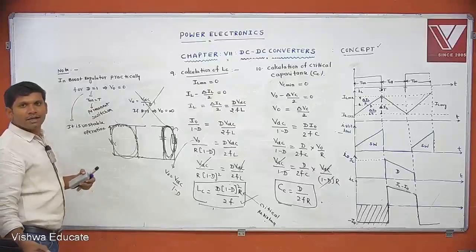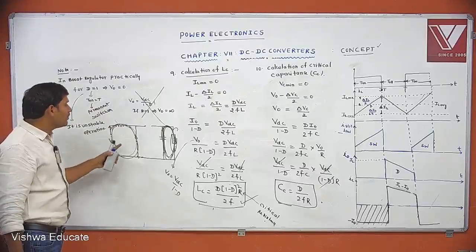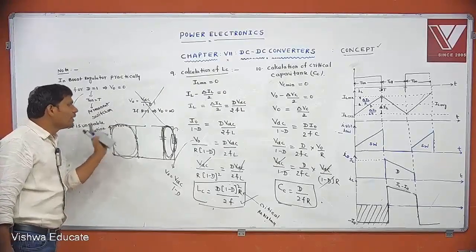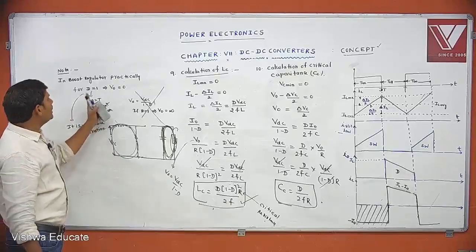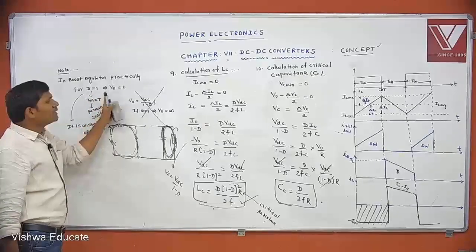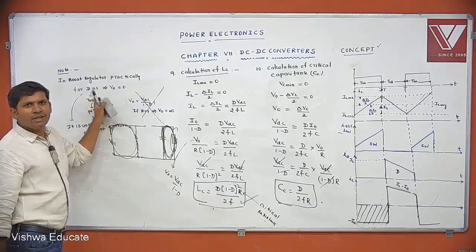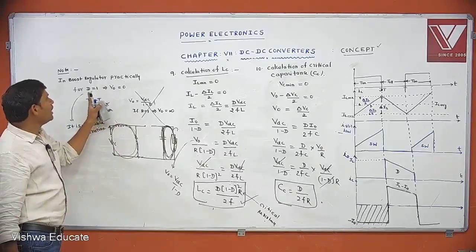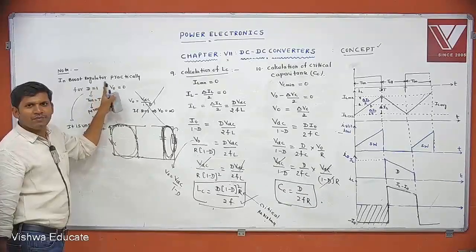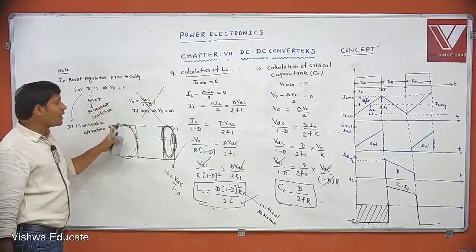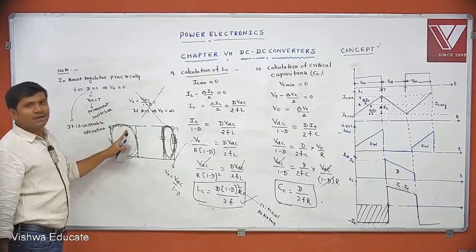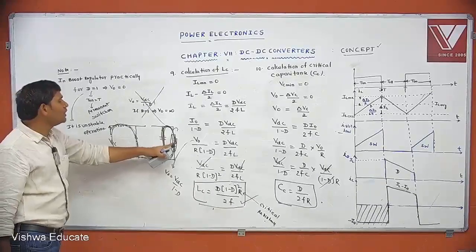After some time, the inductor will be damaged. That's the reason why it is an unstable operation. For D equal to 1, never operate a boost regulator for D equal to 1. If you operate a boost regulator practically for D equal to 1, then the switch is permanently on, the inductor will be damaged and the average voltage equals 0.